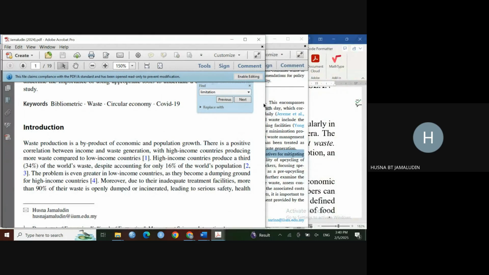Remember I mentioned just now, you are saying that there is a positive correlation between income and waste generation, with higher income countries producing more waste. You have to cite, right? But citation is not good enough. You have to give us the data. You cannot simply blame them without any proof. Okay, so I have given my citation, but still not sufficient.